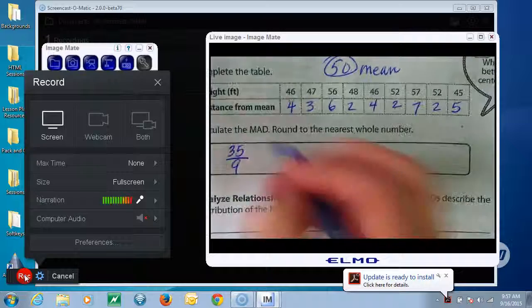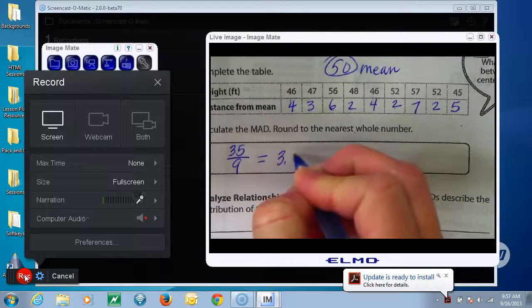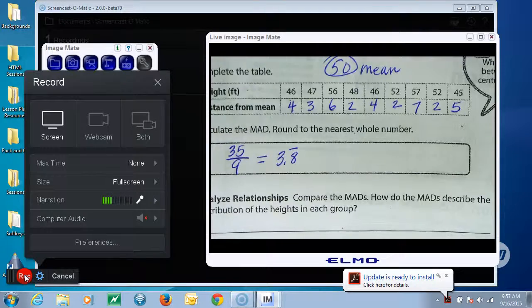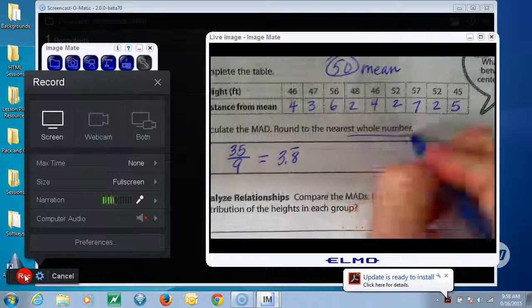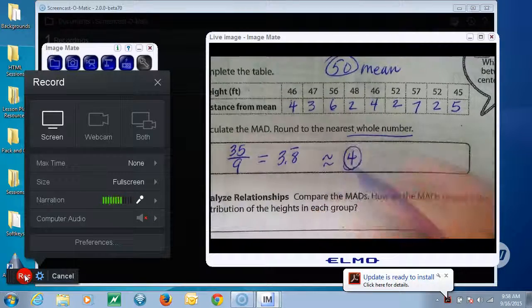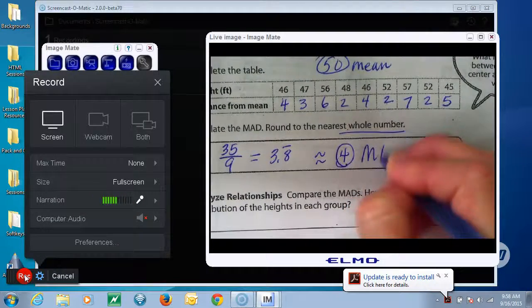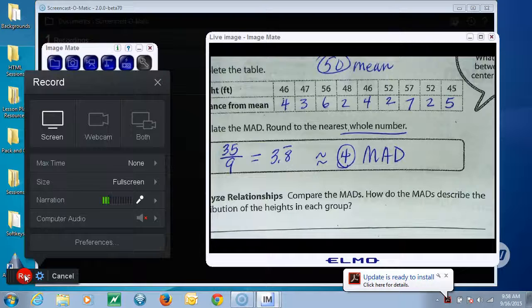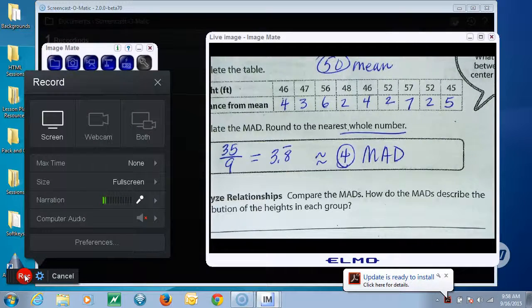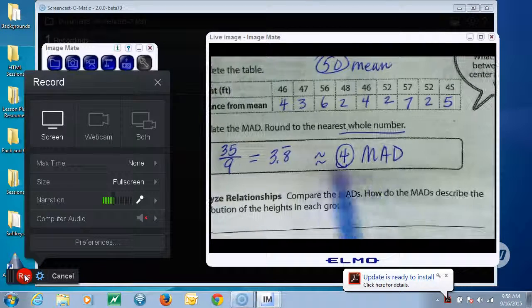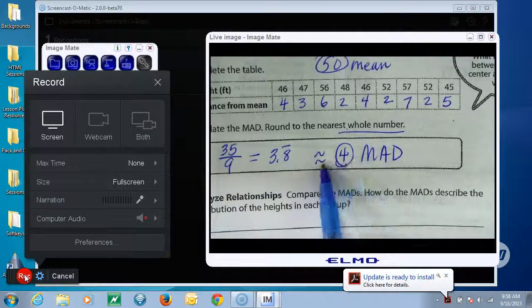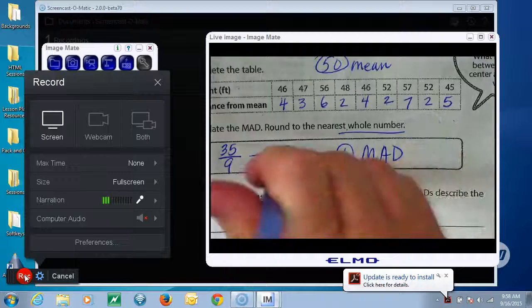Okay, so 35 divided by 9 equals what? 3 point repeating 8. So if we round that to the whole number, that's going to be about what? 4. Circle 4. That is your MAD, your mean absolute deviation. MAD, 3 letters, 3 steps. That means approximately, about 4. That's not the exact answer.